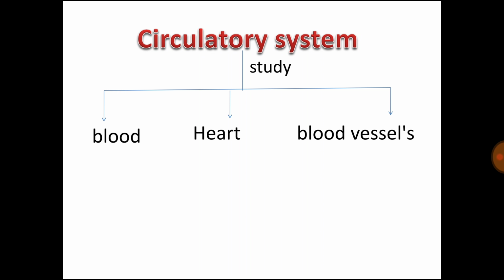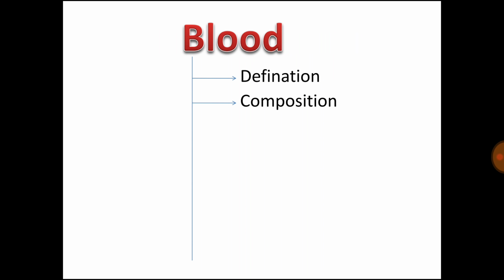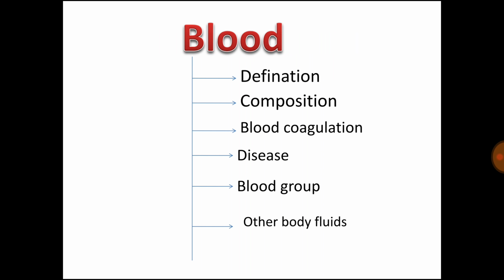The circulatory system includes the study of blood, heart and blood vessels. First of all, we're talking about the blood. In blood, we're going to study its definition, composition, blood coagulation, disease, blood group and other body fluids. First of all, I'm talking about the definition.